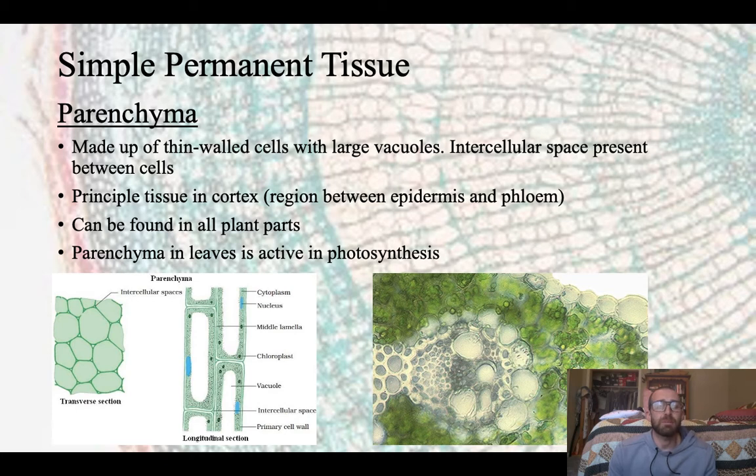It is typically made up of thin-walled cells that have those large central vacuoles. There's some intercellular space present between the cells, right? So that just means there's some gaps between these cells. And like I said, it's this all-around tissue. It's found in all plant parts, photosynthesizes, acts as storage tissue, takes on a lot of roles.